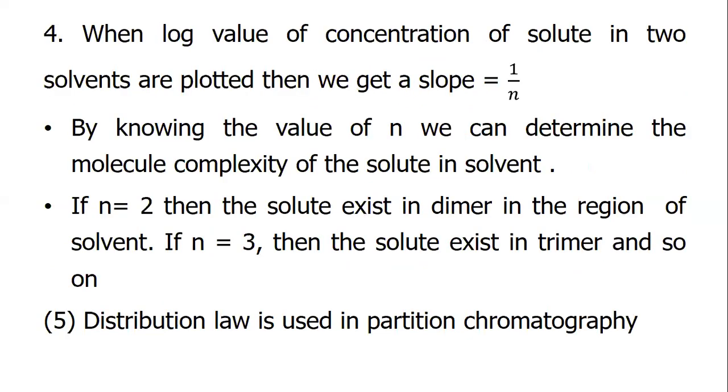When log values of the concentration of a solute in two solvents are plotted, we get a slope equal to 1 over n. By knowing the value of n, we can determine the molecular complexity of the solute in the solvent. If n equals 2, the solute exists as a dimer in the solvent. If n equals 3, the solute exists as a trimer, and so on. Distribution law is also used in partition chromatography.